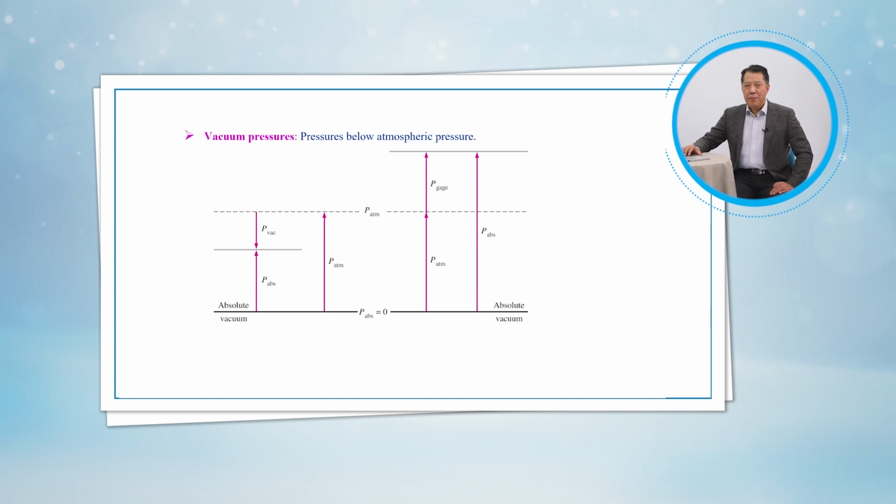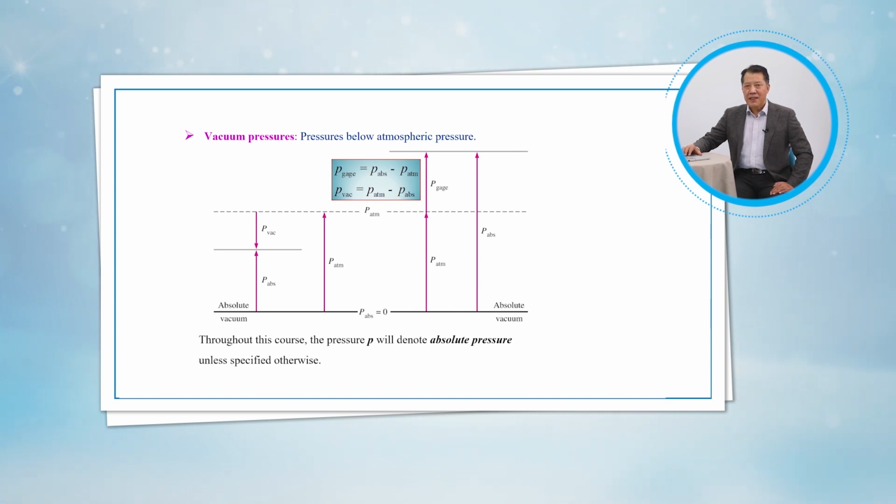The relationships between the pressures are the focus of our topic. The gauge pressure is the difference of the absolute pressure and the local atmospheric pressure, while the vacuum pressure is the difference of the local atmospheric pressure and the absolute pressure. Throughout this course, the pressure P will denote absolute pressure unless specified otherwise.